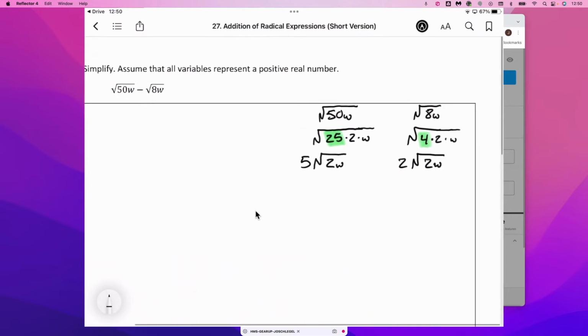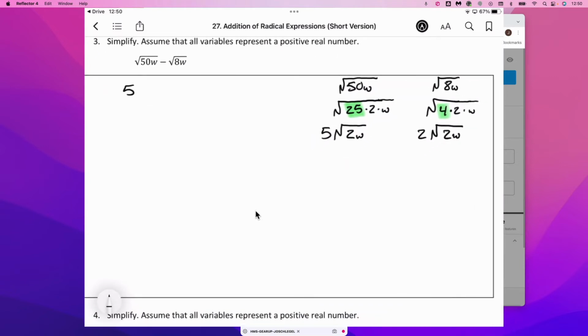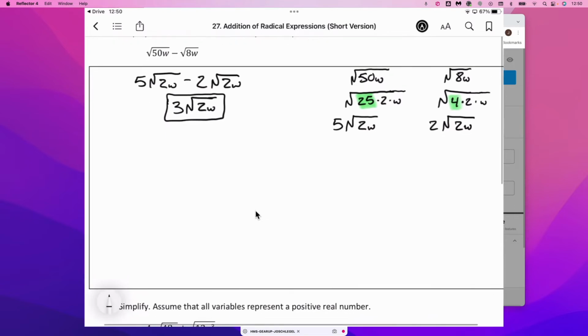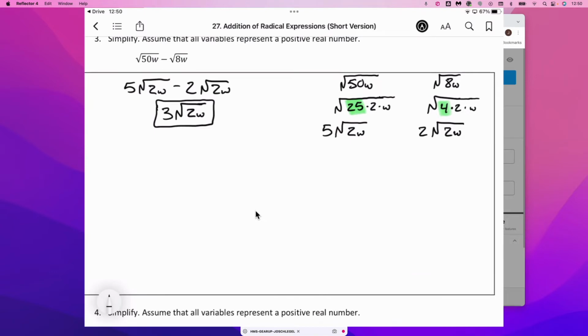Now they both have the same thing inside the radical symbol, so we can add them. 5 times the square root of 2w, in this case subtract them, minus 2 times the square root of 2w. 5 minus 2 is 3. Square root of 2w stays the same. And that's what we get for number 3. We'll leave that there for a moment for people and move on to number 4.